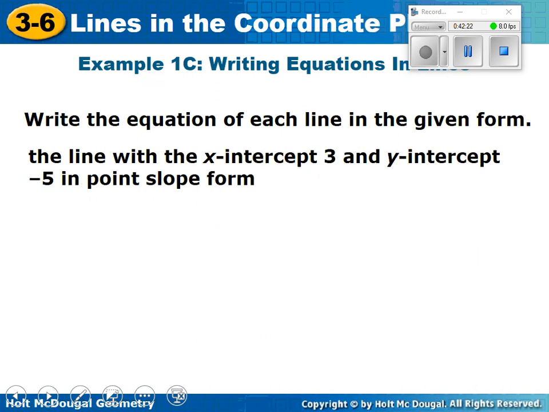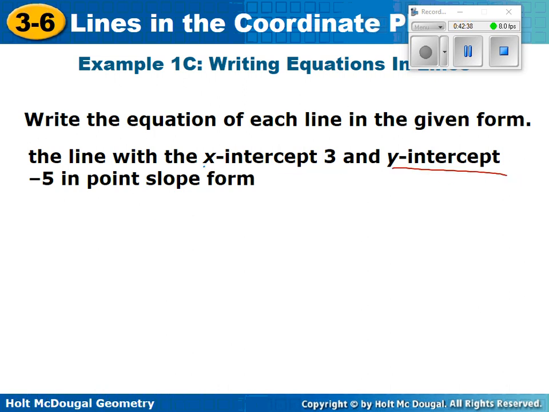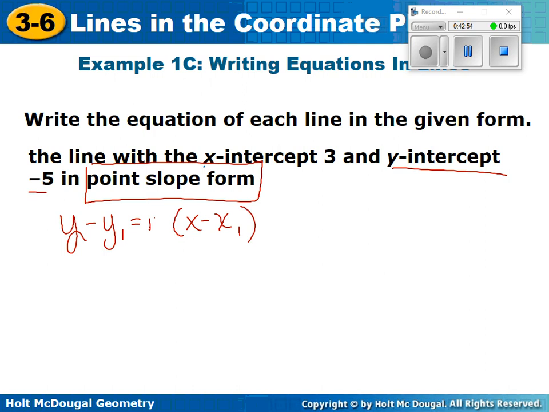Okay, let's try another one. The more we practice, the easier it'll be for you guys on your homework. Write the equation of each line in the given form. This time we want to write the equation of a line that has an x-intercept of 3 and a y-intercept of -5. And we want it in what form? Point slope form. Make sure you read your directions carefully and do whatever it says. So point slope form is y minus y1 equals m times x minus x1.